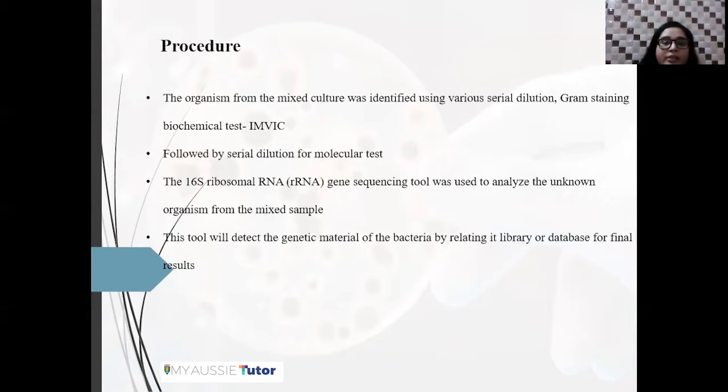So the organisms from the mixed culture will be identified using serial dilution, gram staining, and the biochemical test, which is commonly known as IMVIC. What exactly IMVIC means, we'll discuss in further slides. It is followed by serial dilution, which will help us in performing molecular tests. The 16S ribosomal RNA gene sequencing tool will be used to analyze the unknown organism from the mixed sample. This is essential as it will allow the healthcare professional or the technician to identify the bacteria up to genus level, up to species level, and not just based on the physiological properties of the bacteria. So this tool will help to detect the genetic material of the bacteria by relating it to its library or database for the final results.